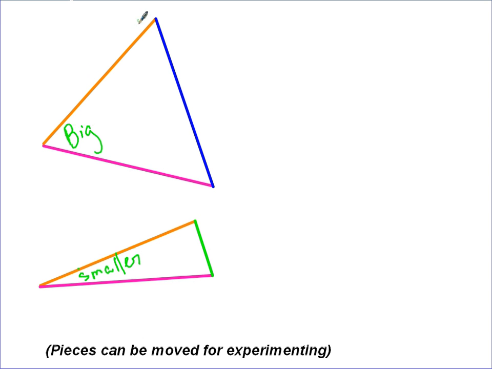Okay, the sides are the same length, but the angles are different. That means that the third side, the side that's across from the bigger angle in the bigger triangle, should be bigger or longer than the side that's across from the smaller angle. So this side should be bigger than that side, which it is because it's across from the bigger angle.